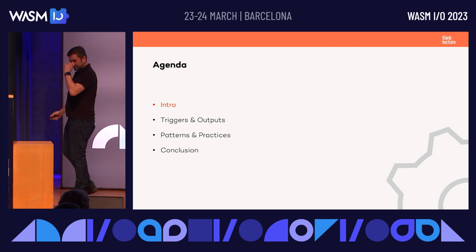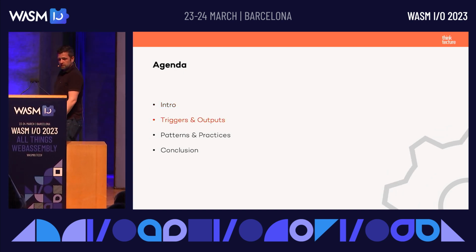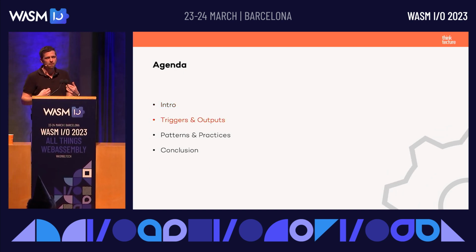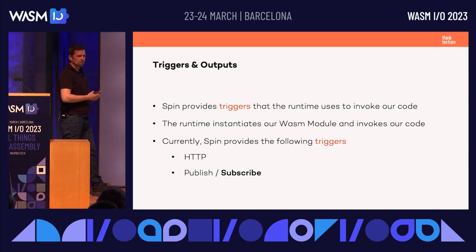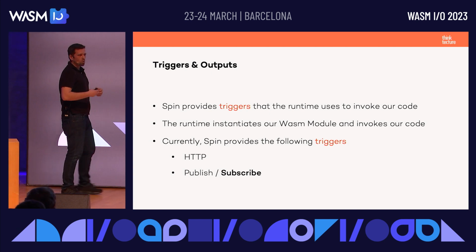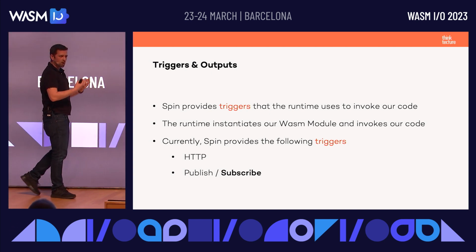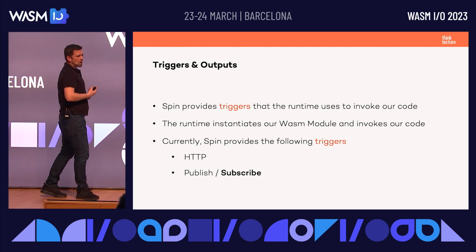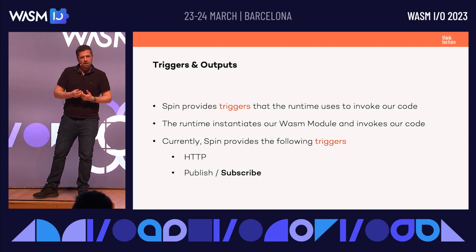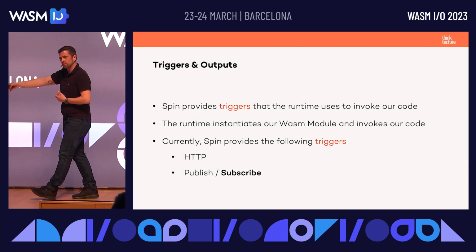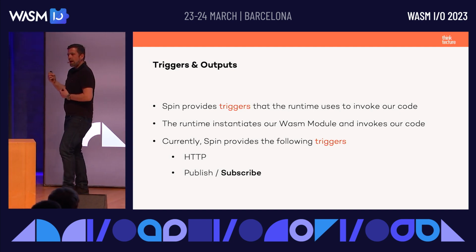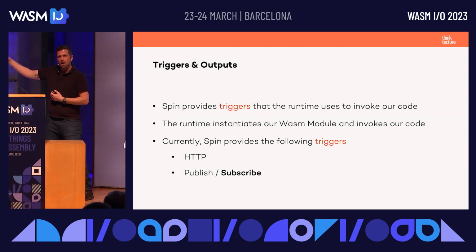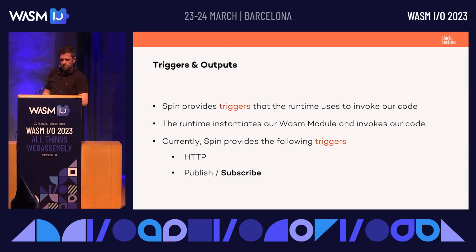All right, so Spin gives us two fundamental things. First, we have so-called triggers. So triggers are ways how we can instruct the runtime. We can say to the runtime, hey, if XYZ happens, please instantiate my WebAssembly module and call into my custom code.